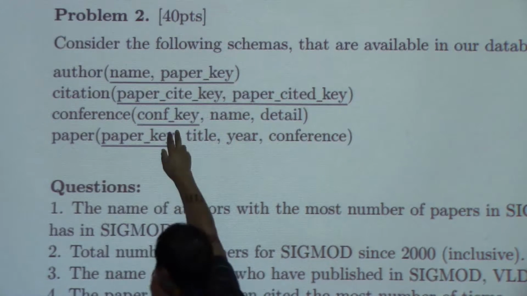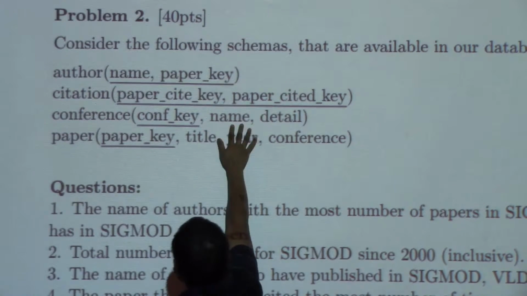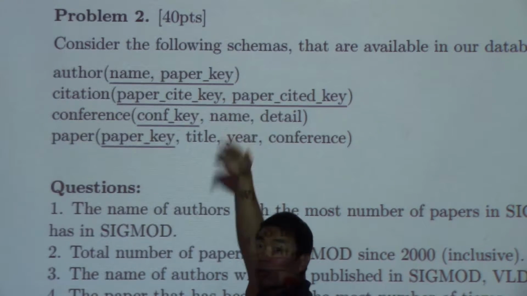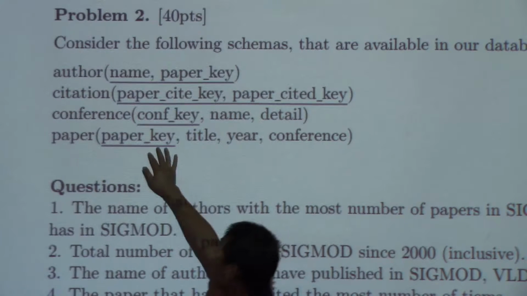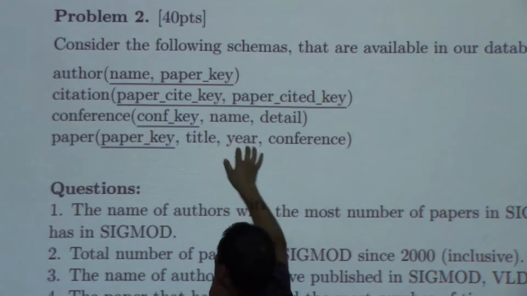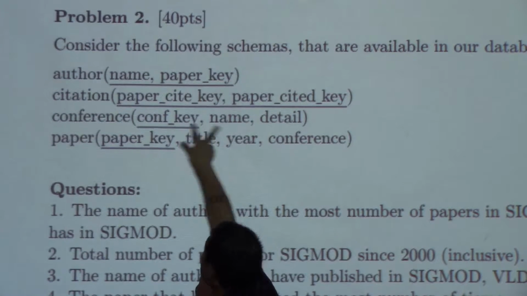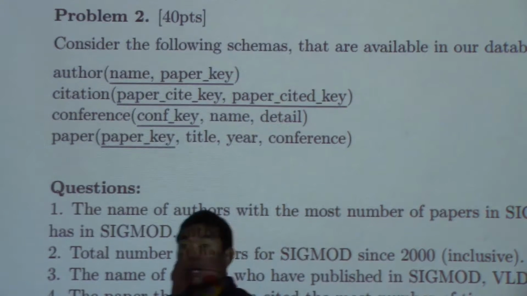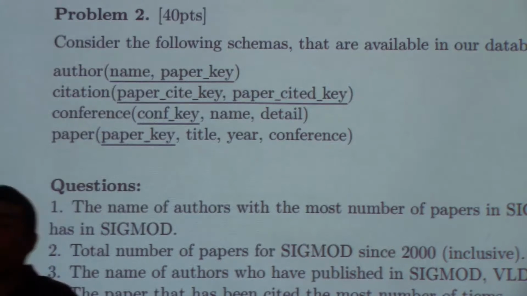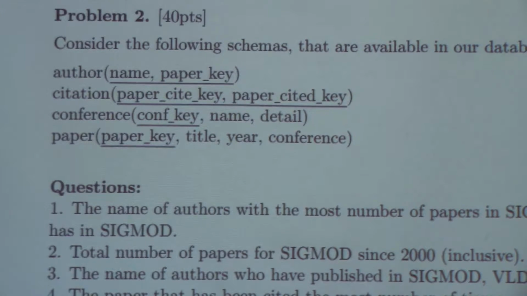And the conference has a key, the name of the conference, and details like where the conference is and so on and so forth. The paper tells you the title of the paper, the year it was published, and in which conference. This is essentially the conference key, by the way. It's the foreign key on this paper. Okay? You all follow me?